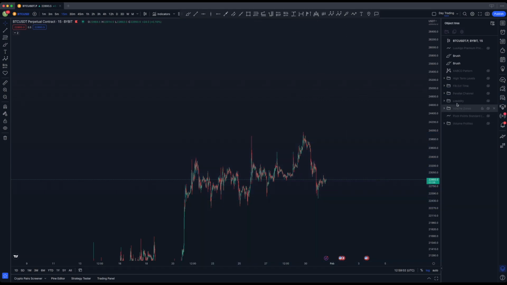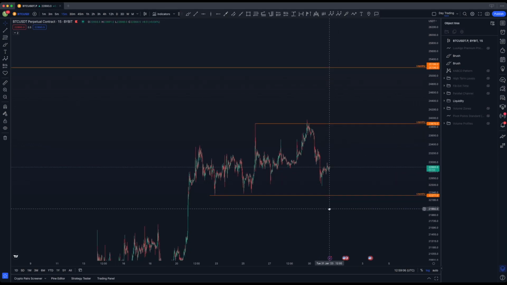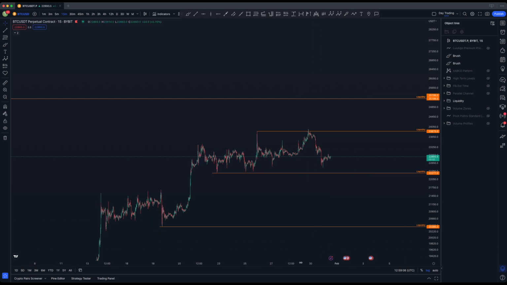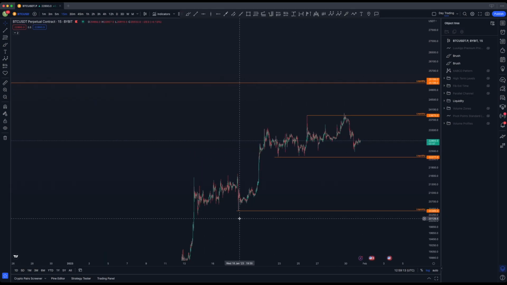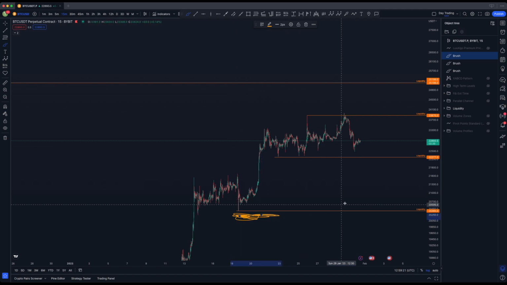Okay, that's the parallel channel. Let us look at the liquidity. So again, how do we define liquidity? Well, each of these data points are areas of the chart where, if you've longed from this position, you're going to have all of the stop losses just all around here.